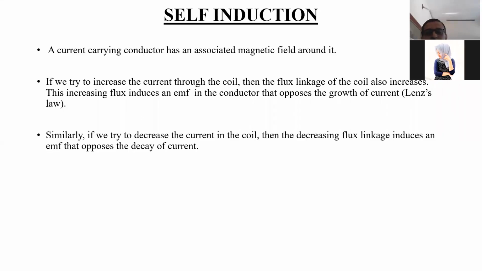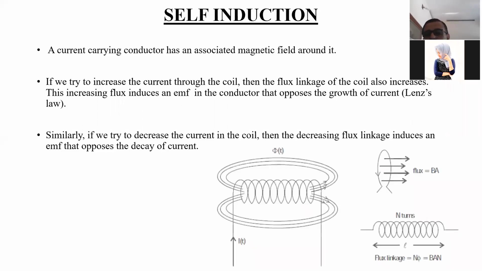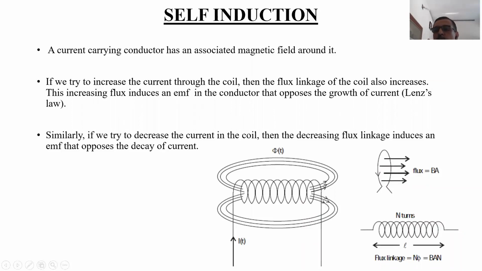Similarly, if you try to decrease the current in the coil, then the decreasing flux linkage induces an EMF that opposes the decay of the current. You can see here, this is a coil, and when I increase the current I(t), what happens? Phi(t) will increase. When phi(t) increases, an EMF will be induced which will oppose the increase in current. So that is what self-induction is.